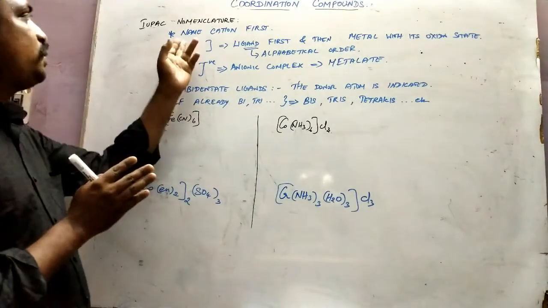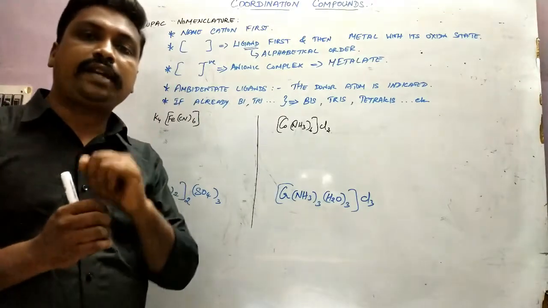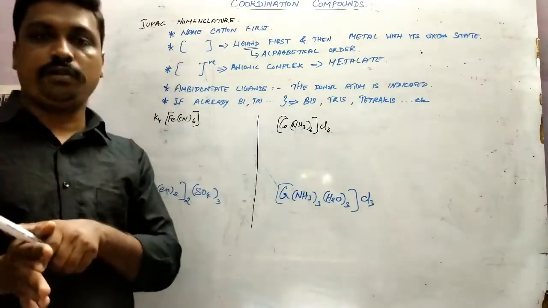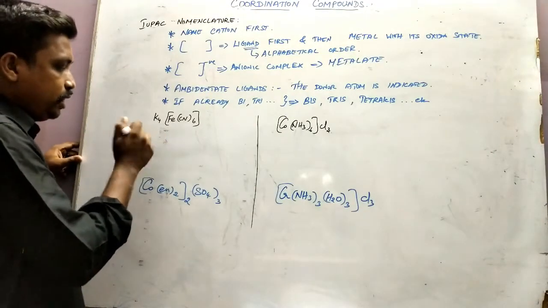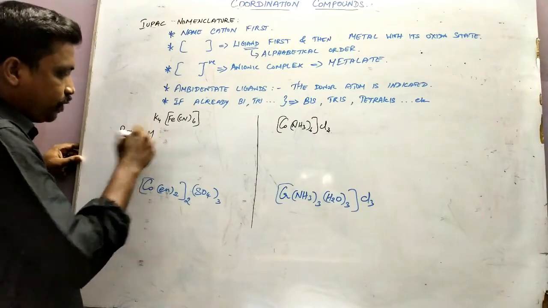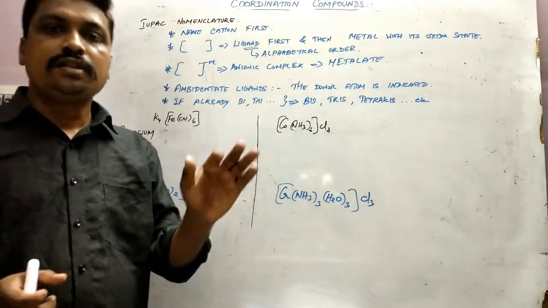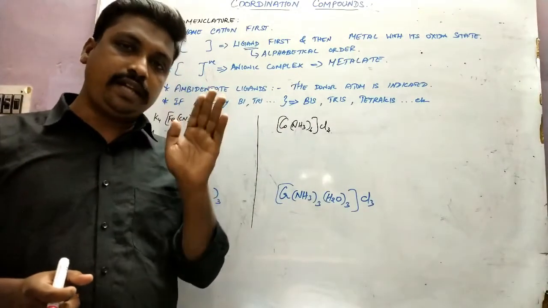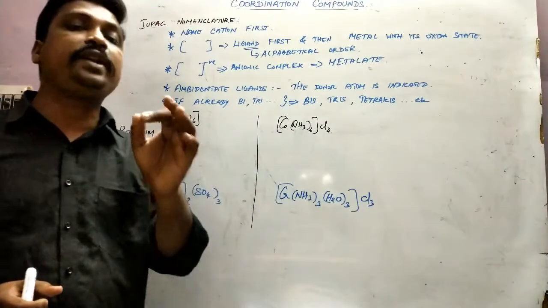Okay, first one, name the cation first. First you have to name the cation. Example, look here. What is the positive ion here? Potassium. So name it as potassium. No need to mention how many potassiums are there. Only for ligands you have to mention how many ligands are there.